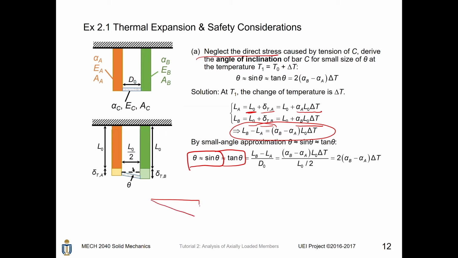Consider this right angle triangle. This is D naught. Since this bar is inclined, the difference of length between LB and LA will be this opposite side, and this is your theta. Therefore, tangent theta equals (LB minus LA) divided by D naught. Then you substitute this into here, and D naught equals L naught divided by 2. Then you can show that theta equals sine theta equals tangent theta equals 2 times (alpha b minus alpha a) times delta t.